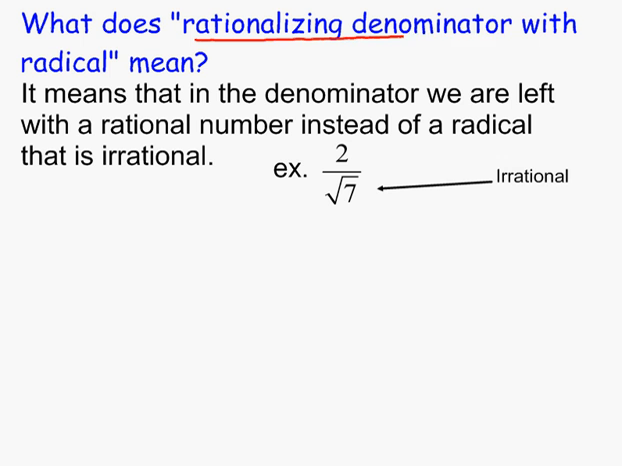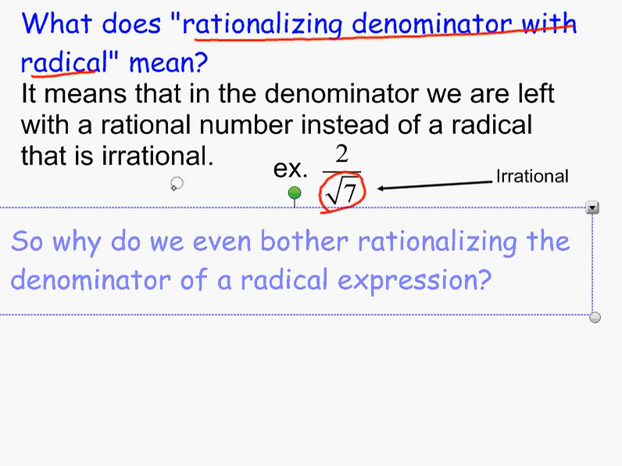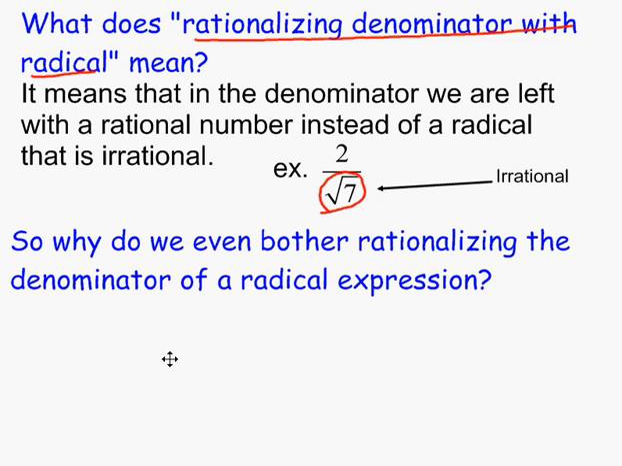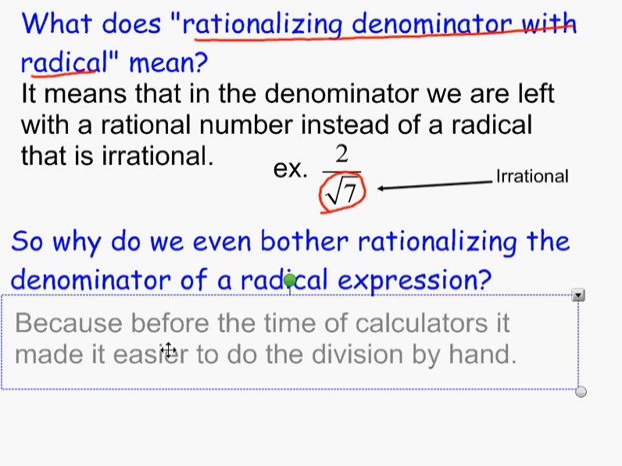Rationalizing a denominator with a radical means that in the denominator we are left with a rational number instead of a radical that is irrational. So what this video will be about is how do we get rid of the radical in the denominator. So why do we even bother rationalizing the denominator of a radical expression? Well, because before the time of calculators, it made it easier to do division by hand.